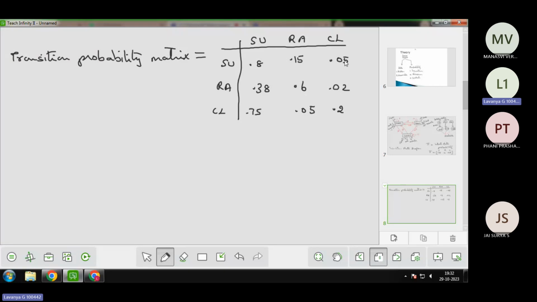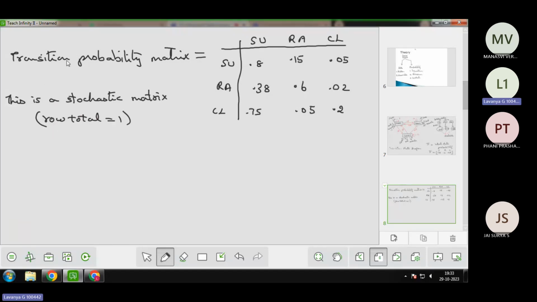Observe, it is a stochastic matrix. What do you mean by saying that it is a stochastic matrix? Row-wise, if you add, the row total of each row will be 1. That is the meaning. Okay. Now, this is a stochastic matrix. If column is also 1, it is known as a doubly stochastic. But however, here it is not a doubly stochastic. It is a stochastic matrix, that is your row total equal to 1.